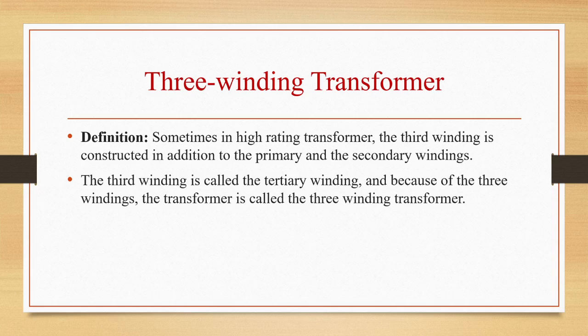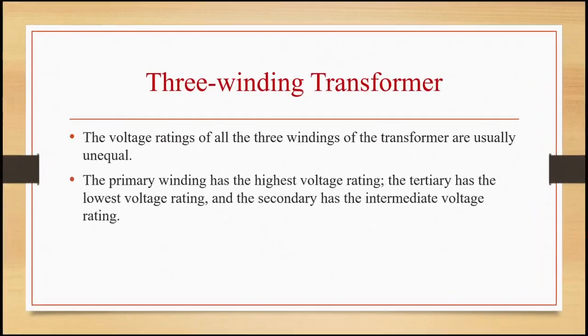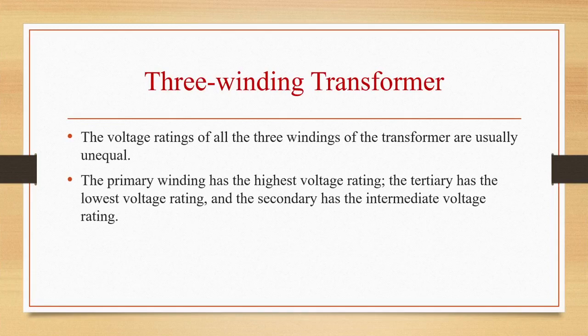Sometimes in a high rating transformer, a third winding is constructed in addition to the primary and secondary windings. The third winding is called the tertiary winding, and because of the 3 windings, the transformer is called the 3-winding transformer. Voltage ratings of all the 3 windings of the transformer are usually unequal.